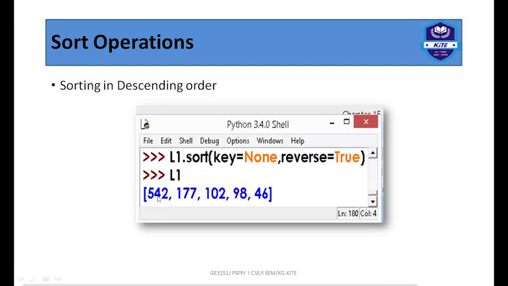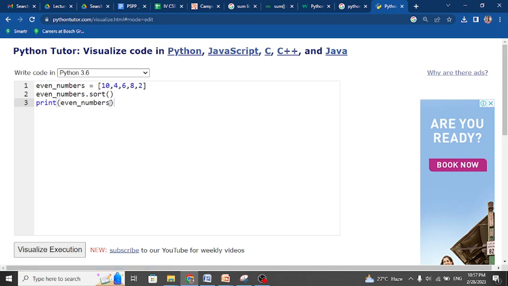Next, how to sort using the same sort method in ascending or descending order. When you don't provide any parameter, that is, if you don't set a true value for the parameter reverse, the default sorting will be in ascending order. If you want to sort a list in descending order, then you have to set the reverse parameter to true. Let's go back here and edit this code.